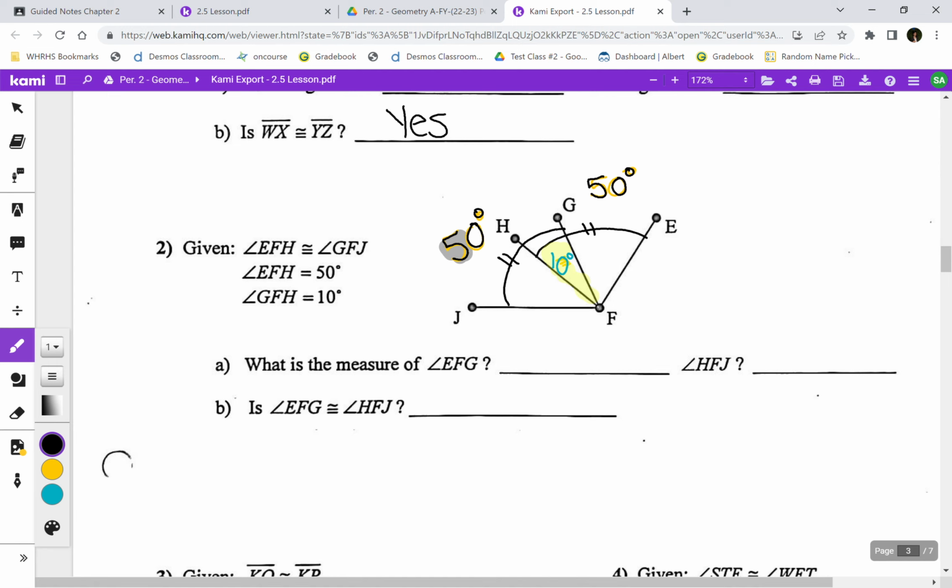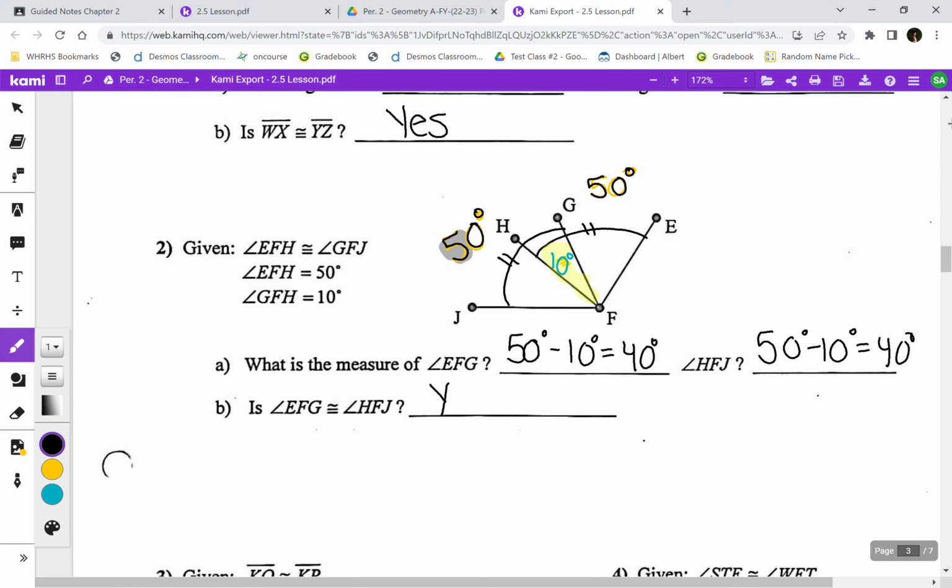All right, what is the measure of angle EFG? 40. What did you do? Good. You did 50 minus 10 and got 40. What is the measure of angle HFJ? You got it. You're going to do 50 minus 10, and it's going to be 40.